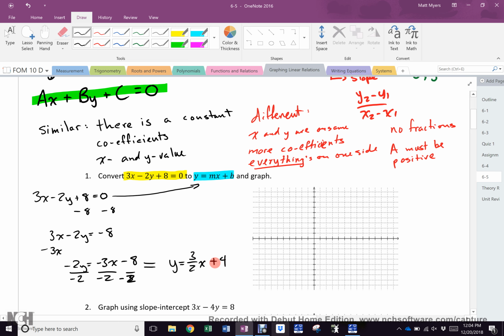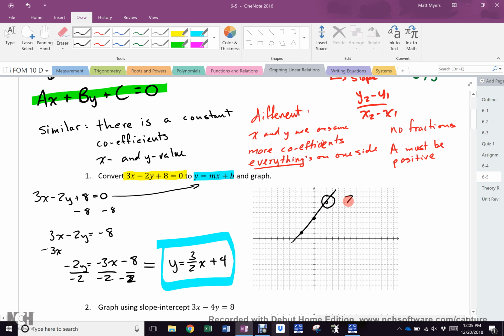Now, when I see that, can I graph it immediately? Yes. It should take about 1 second, right? Where do I go? Up to 4 on the y, and then go up 3, right 2, and down 3, left 2. And there's your line. Everybody cool?